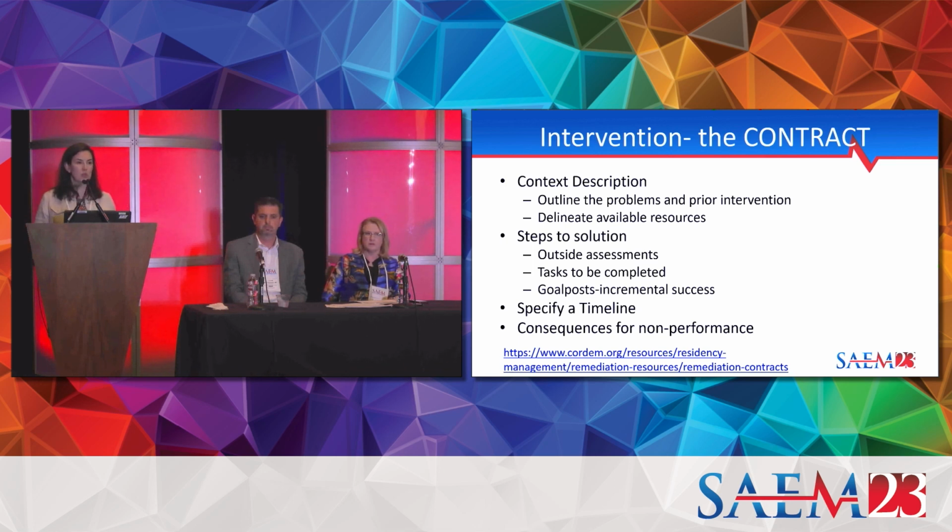The intervention we chose with her is one I hope many of you in this room are familiar with: beginning with a contract. And the contract for a remediation should have several parts to it. It's got to begin with a context description. It's got to be very much objective. Where are you? Where should you be? So here's the gap we're describing. This is the situation. This is the background for this. What are our steps in solution? The next step should be the multimodal assessment.